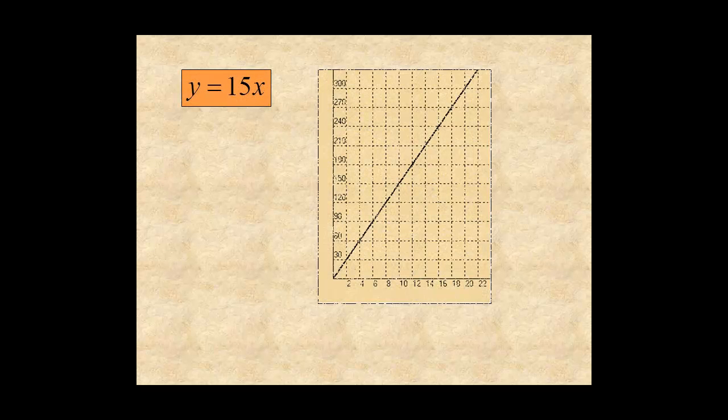You can graph the direct variation. Hours you work are shown on the x-axis. The amount of your pay is shown on the y-axis. In a real-world example like this, notice you have to scale the graph. Each grid mark on the x-axis is 2 hours. Each grid mark on the y-axis is $30.